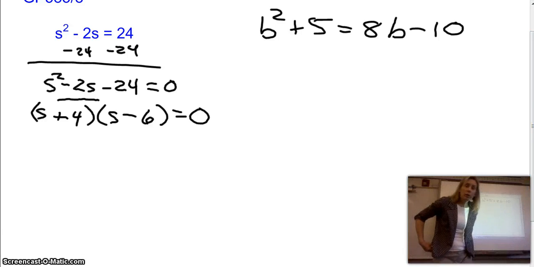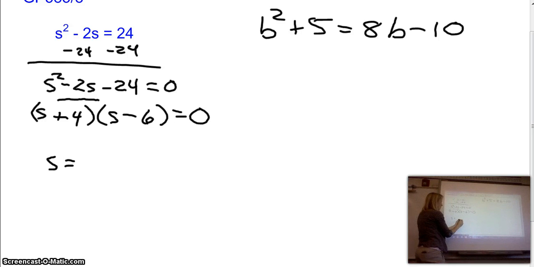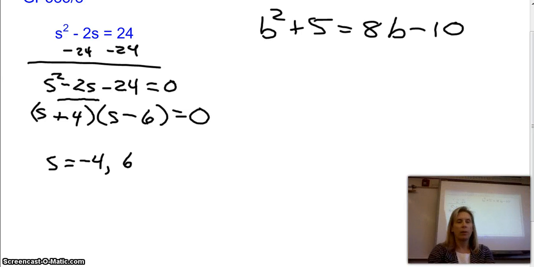Okay, so the solutions to this trinomial, this equation right now, are what would allow the binomials to each equal 0. So in the first binomial, s would equal -4. In the second binomial, s would equal 6. If s is 6, then that binomial equals 0. Okay, so -4 and 6.